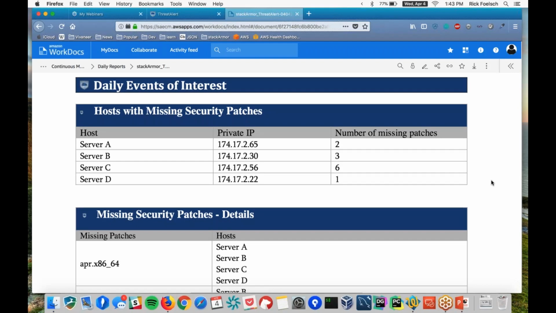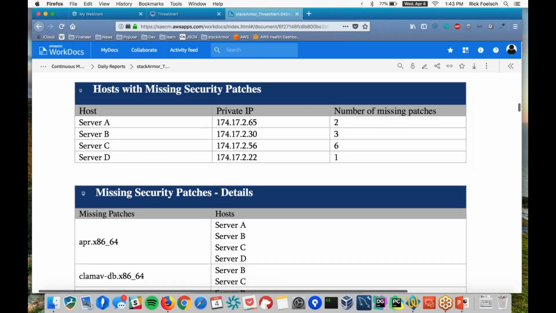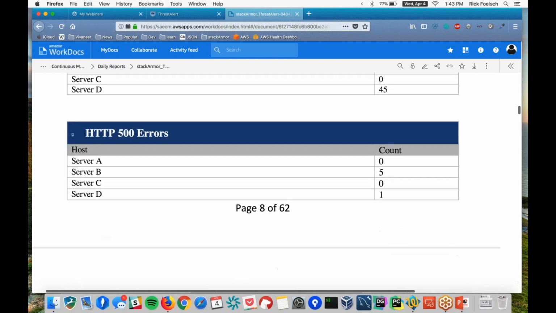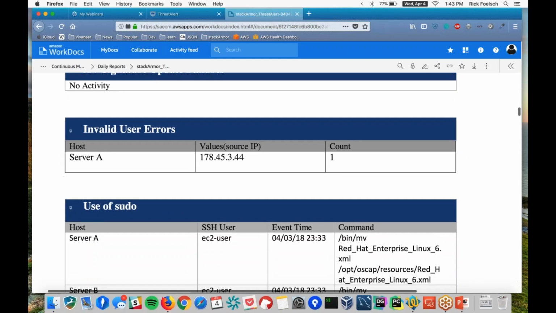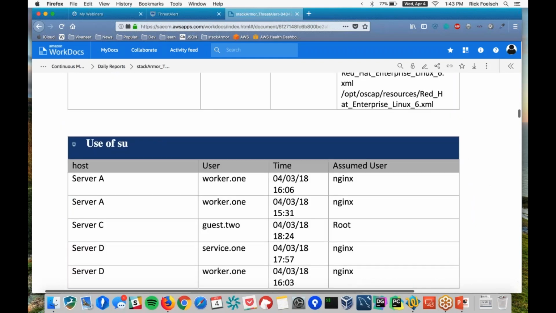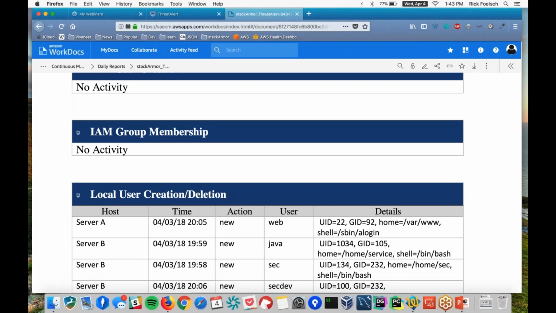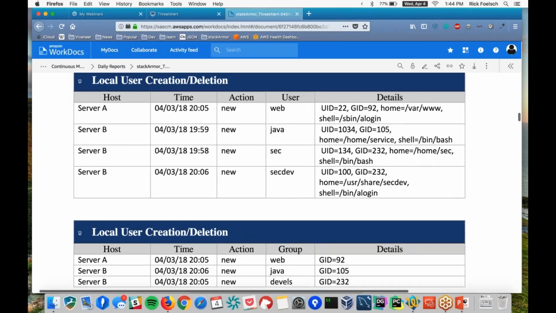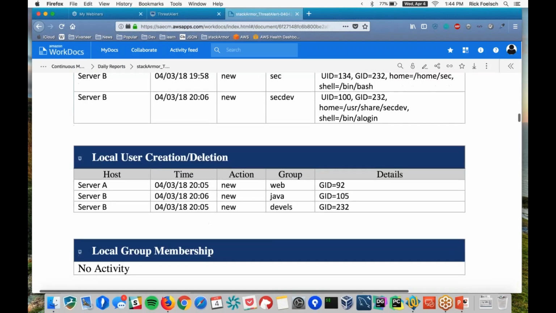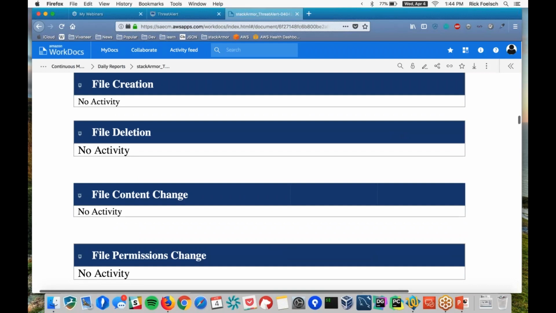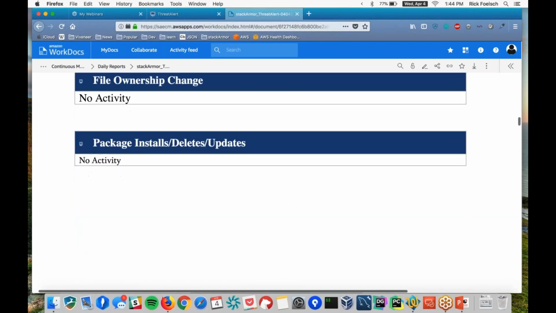So security doesn't stop at the walls, it's also what's inside that you need to make sure is going on. So you have the hosts with missing security patches, 400 and 500 errors, invalid user errors, AD signature updates, use of sudo, use of su. And this is Linux-based, but we can do Windows as well, showing you where we're seeing local user creations, group changes, file creation and deletion. We monitor all these things to let you know.